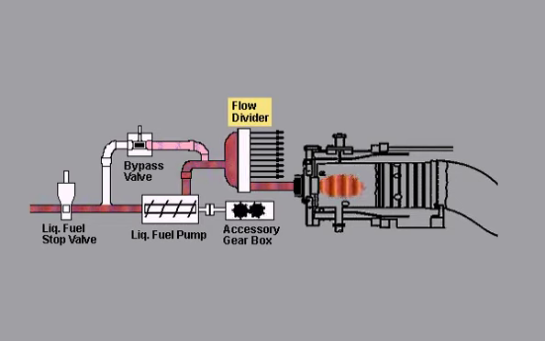The flow divider apportions fuel oil to each of the fuel nozzles of the turbine. This ensures that each combustor receives the same amount of liquid fuel. The bypass valve meters the flow of fuel to the turbine by diverting excess fuel delivered by the pump and returning it to the pump inlet. Closing the bypass valve sends more fuel to the turbine while reducing the amount bypassed to the fuel pump inlet.